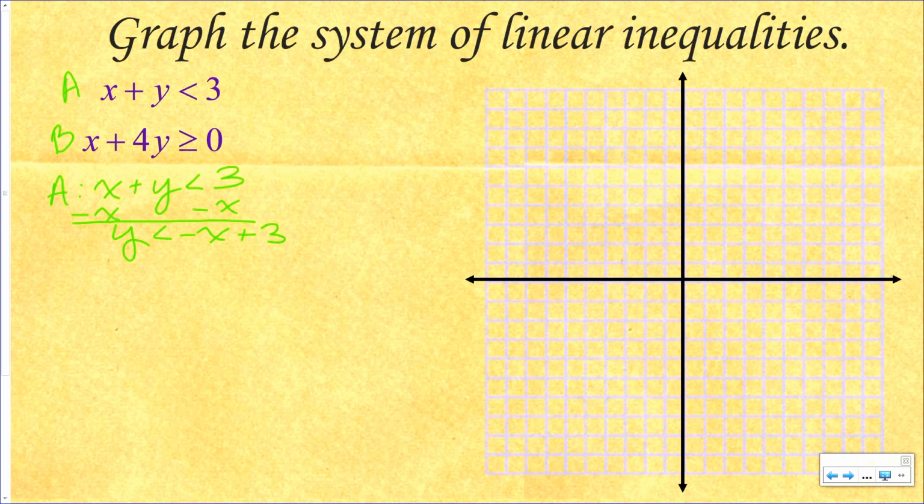Is it in slope-intercept form? Yeah. Okay. So what's my slope? Negative 1 over 1. And my y-intercept? 3. And is my line solid or dashed? Dashed. How do we know it's dashed? Because it doesn't have the or equal to underneath it, so it's dashed, right?